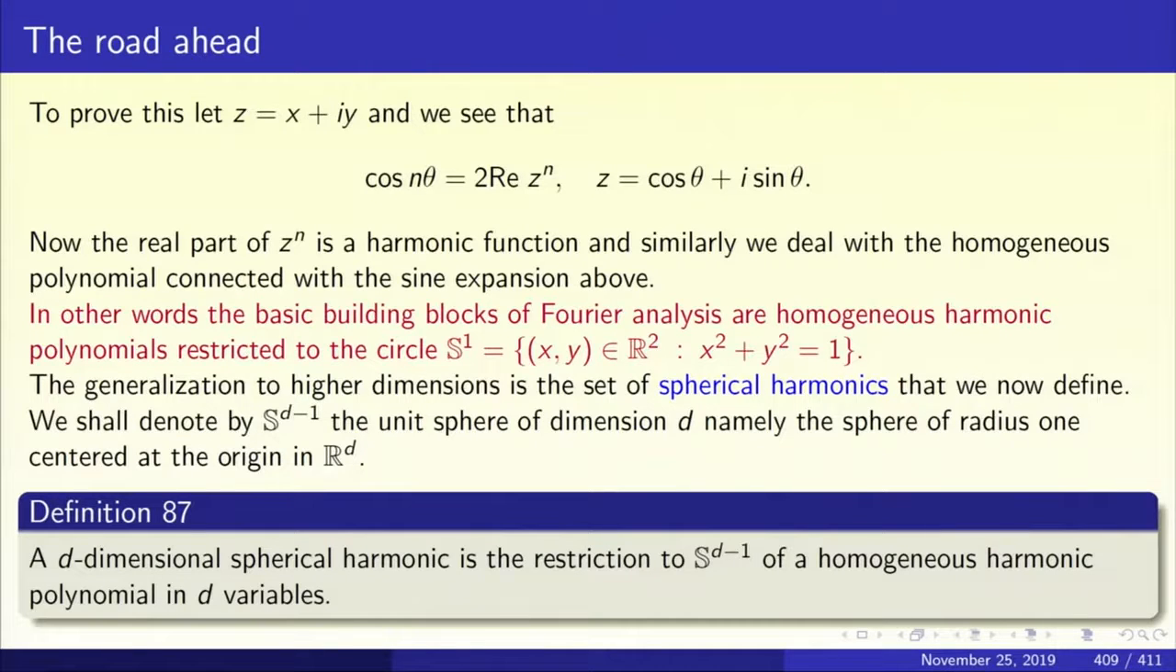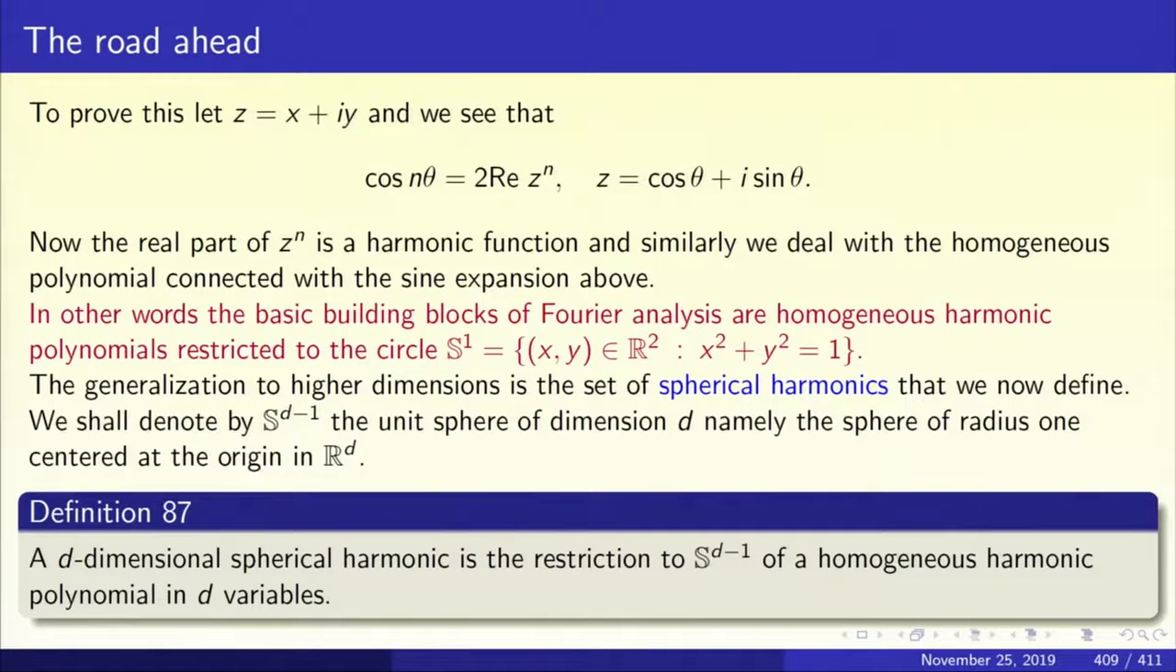Then what is cos n theta? Cos n theta, by de Moivre's theorem, is twice the real part of z to the power n. Now z to the power n is a holomorphic function, so its real part is harmonic. So what we are looking at is a polynomial which is harmonic, and we are restricting the harmonic polynomial to the unit circle, and that's how we get those expressions.